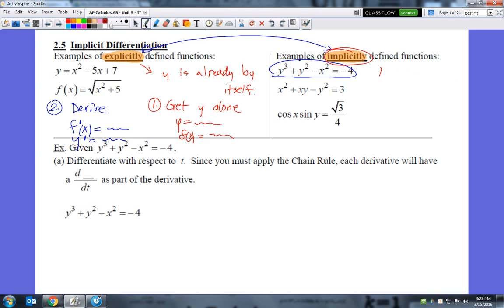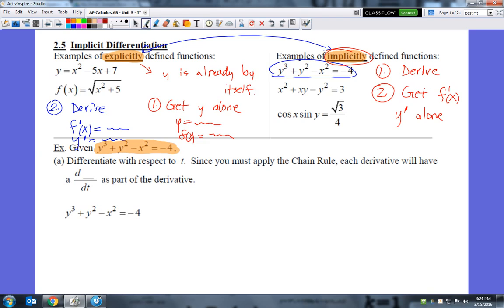So step 1 on this, it's not going to be to get y alone, it's going to be to immediately start deriving the function. Step 2, we're not going to get y by itself, we're going to get f prime of x, otherwise y prime, alone thereafter. Alright, so let's look at our first example. Our first example is the following: y cubed plus y squared minus x squared is equal to -4.